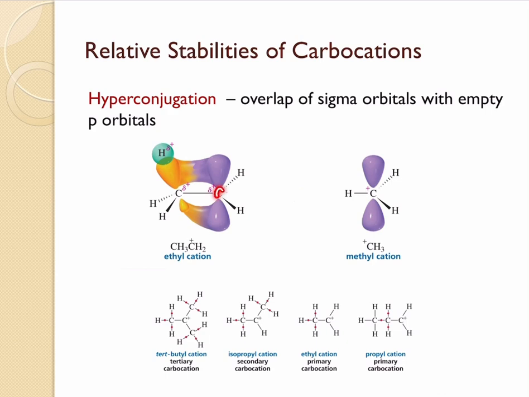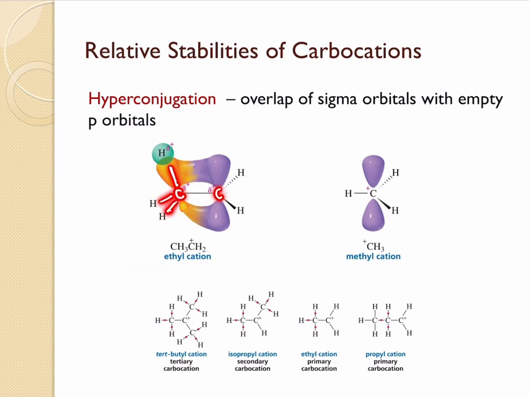This is a carbocation, which is going to have the positive charge, and this is our empty p orbital. Now this carbon is attached to another carbon, which in turn is attached to 3 hydrogens. And each of these 3 hydrogens is attached by a sigma bond with the carbon.